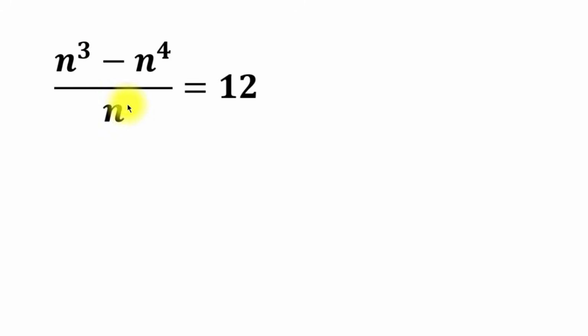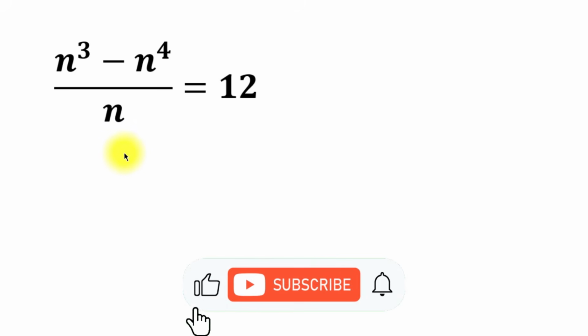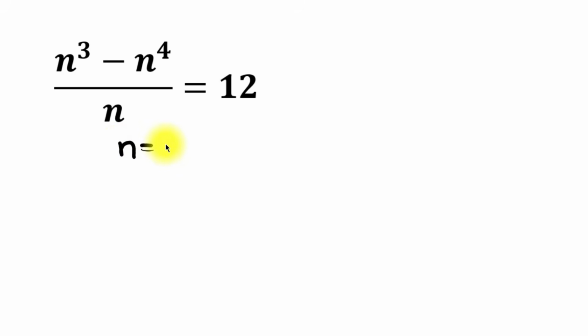We have an interesting question here that has sent most of the brilliant students trembling. Can you solve it? The question says, find the values of n given that n cubed minus n to the power of 4, all over n, is equal to 12.